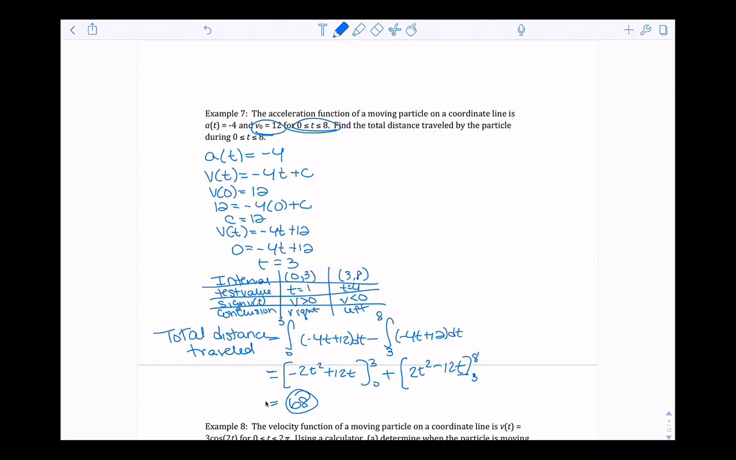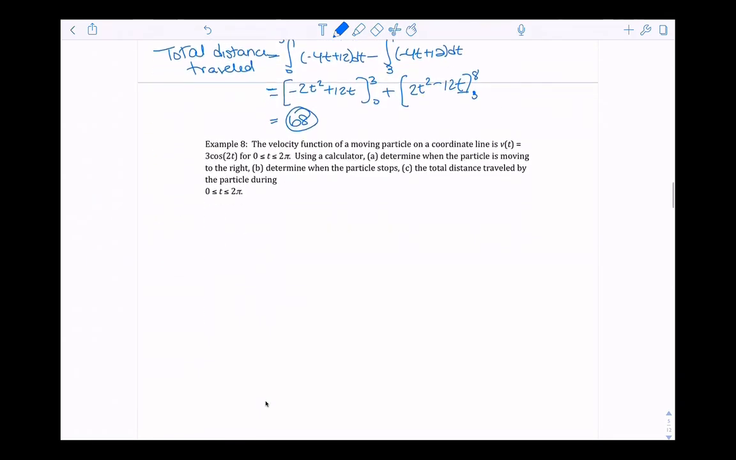So now let's take a look at question 8. We could use a calculator to figure out where the particle is moving to the right, determine where the particle stops, and the total distance traveled. I could actually do this by hand if I really wanted to.